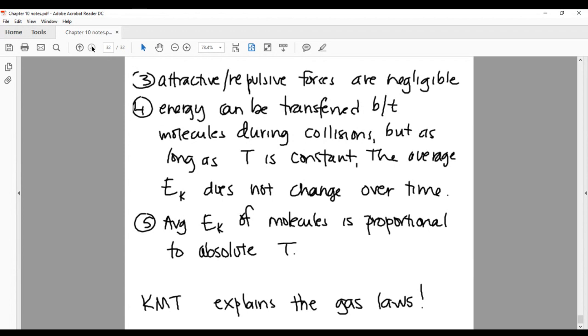Okay. Now they're going to collide. As they're bouncing around, they collide with each other, they collide with the walls of the container. Energy can be transferred between the molecules during the collisions. But as long as the temperature is constant, the average kinetic energy does not change over time.